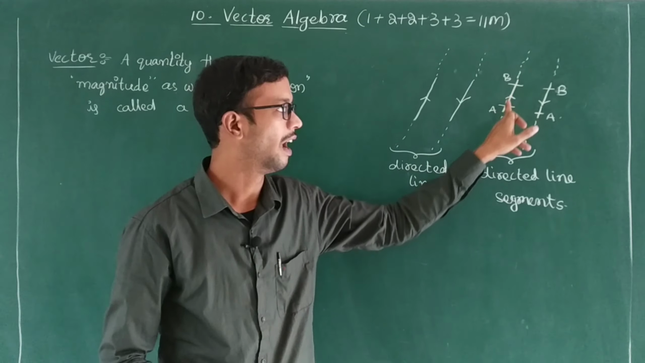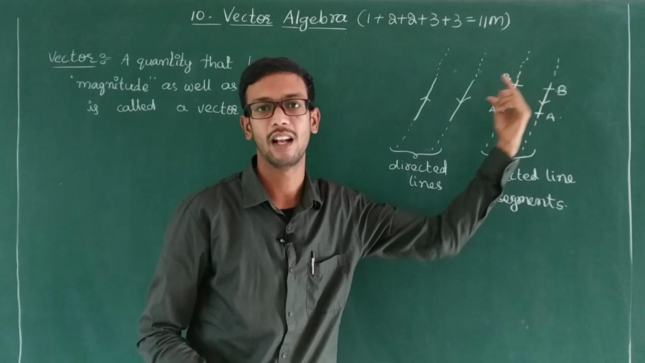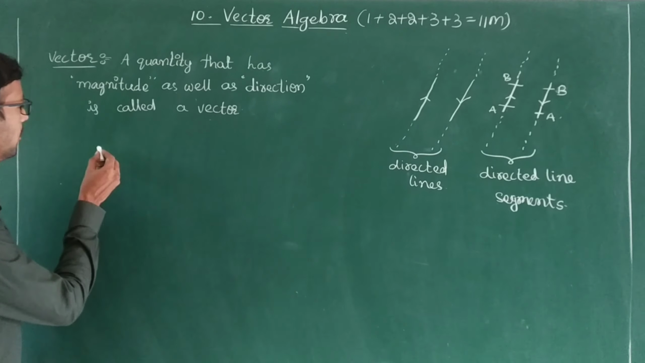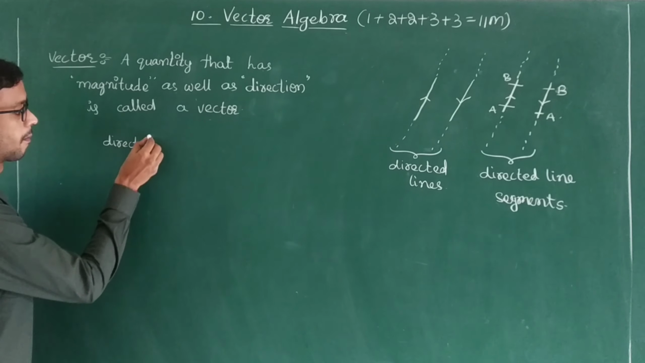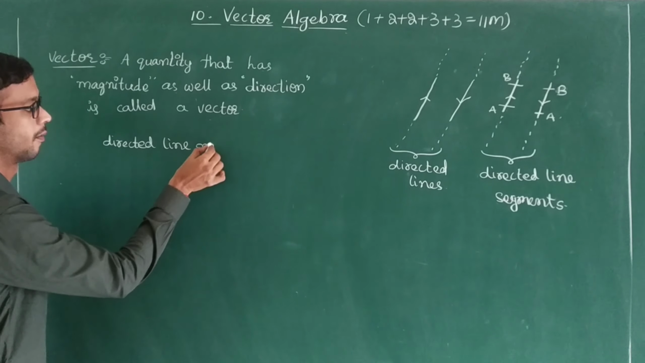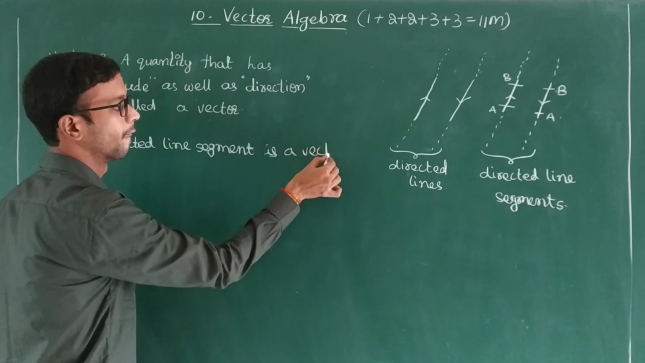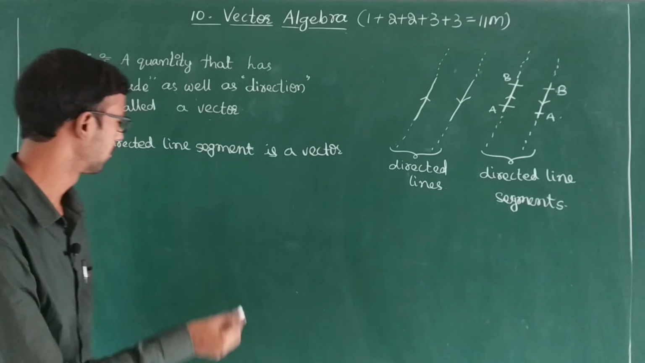Why? Because it has direction and magnitude, the length also. We know AB, the length, we can find using the distance formula. For that purpose, a directed line segment is a vector.